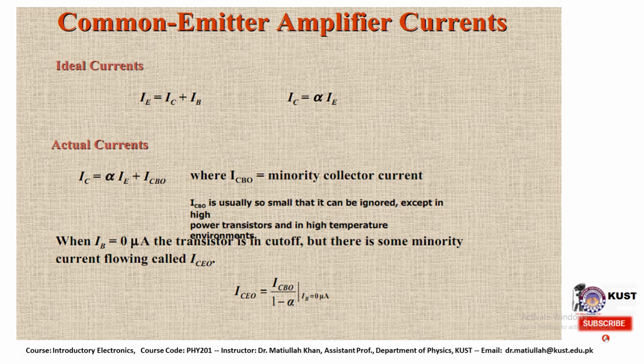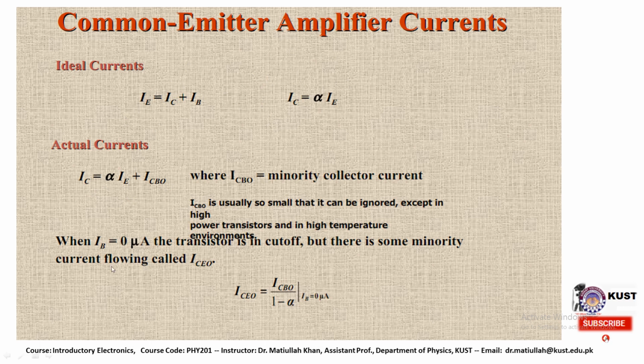So we have common-emitter amplifier currents. Ideally, the emitter current should be the sum of the base current and the collector current, and this is the alpha that could be multiplied with that. If we do a cross multiplication, actually alpha is equal to IC divided by IE. So after cross multiplication we can get that. If we put the value of IC over here, we can simplify this equation like this. Keep in mind we have some minority collector current over here, so that could be represented.